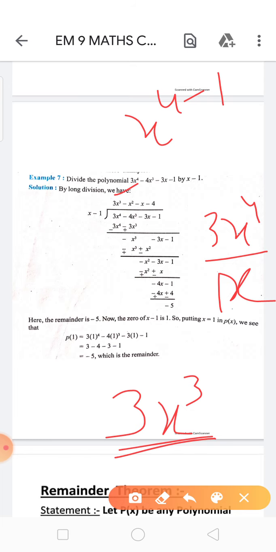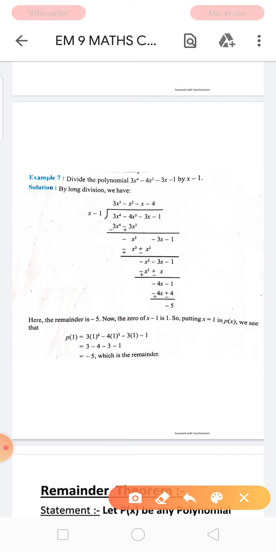We multiply 3x cube with our divisor x minus 1. Multiplying, we get this step and subtract it from our dividend. Subtracting this, first 3x raised to 4 cancels, and minus 4x cube and plus 3x cube means 4 minus 3, that is 1 x cube, but here 4 has the negative sign and is the biggest degree, so we write minus x cube, and the rest of the terms we note down, minus 3x minus 1, as it is.